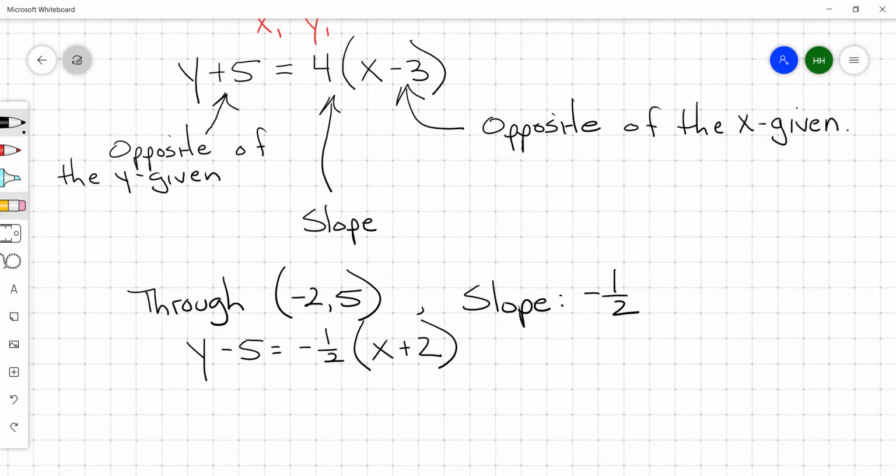All right, so we go the letter y and then the opposite of the y value. So y minus 5 equals the slope, which is negative 1/2. Left parenthesis, letter x, and the opposite of the x value that's given. So in this case, we would have x plus 2 in parentheses.